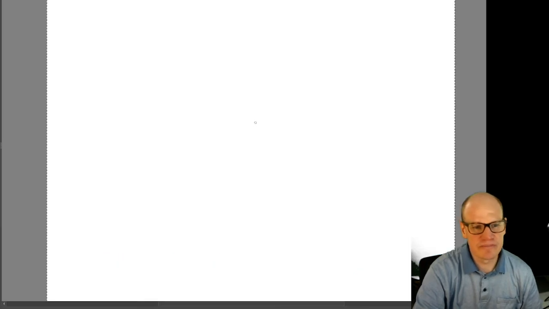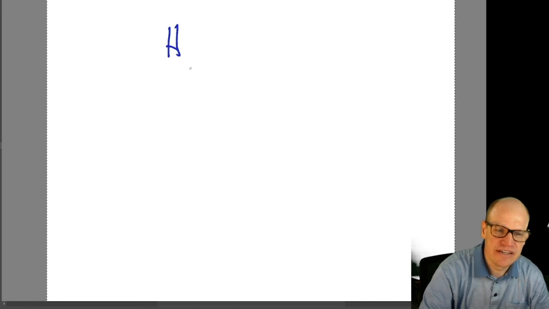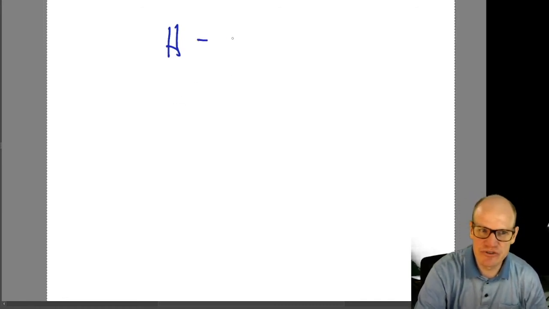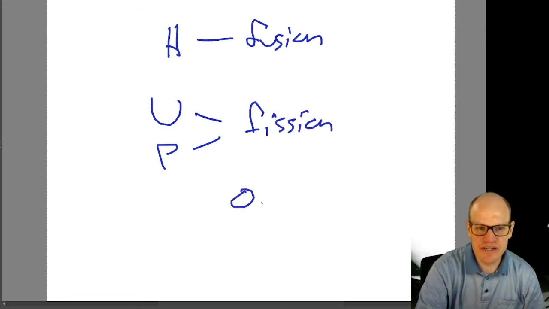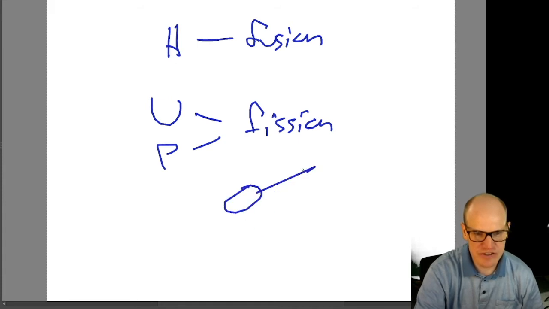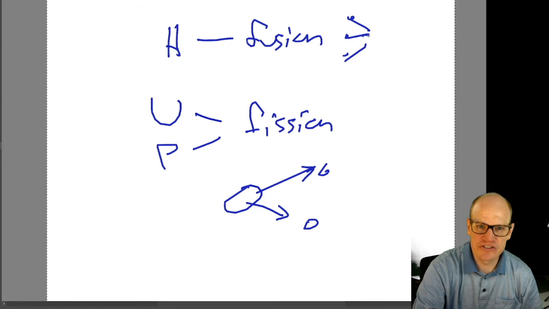The third type of bomb that came out after the fact is a hydrogen bomb. I don't know all the details about making a hydrogen bomb. What I will say is that a hydrogen bomb uses fusion, where uranium and plutonium bombs use fission. Fission is when you take a heavy nucleus like this and split it into lighter daughter particles. Fusion is where you take light, low mass particles and squish them together and make heavy stuff.